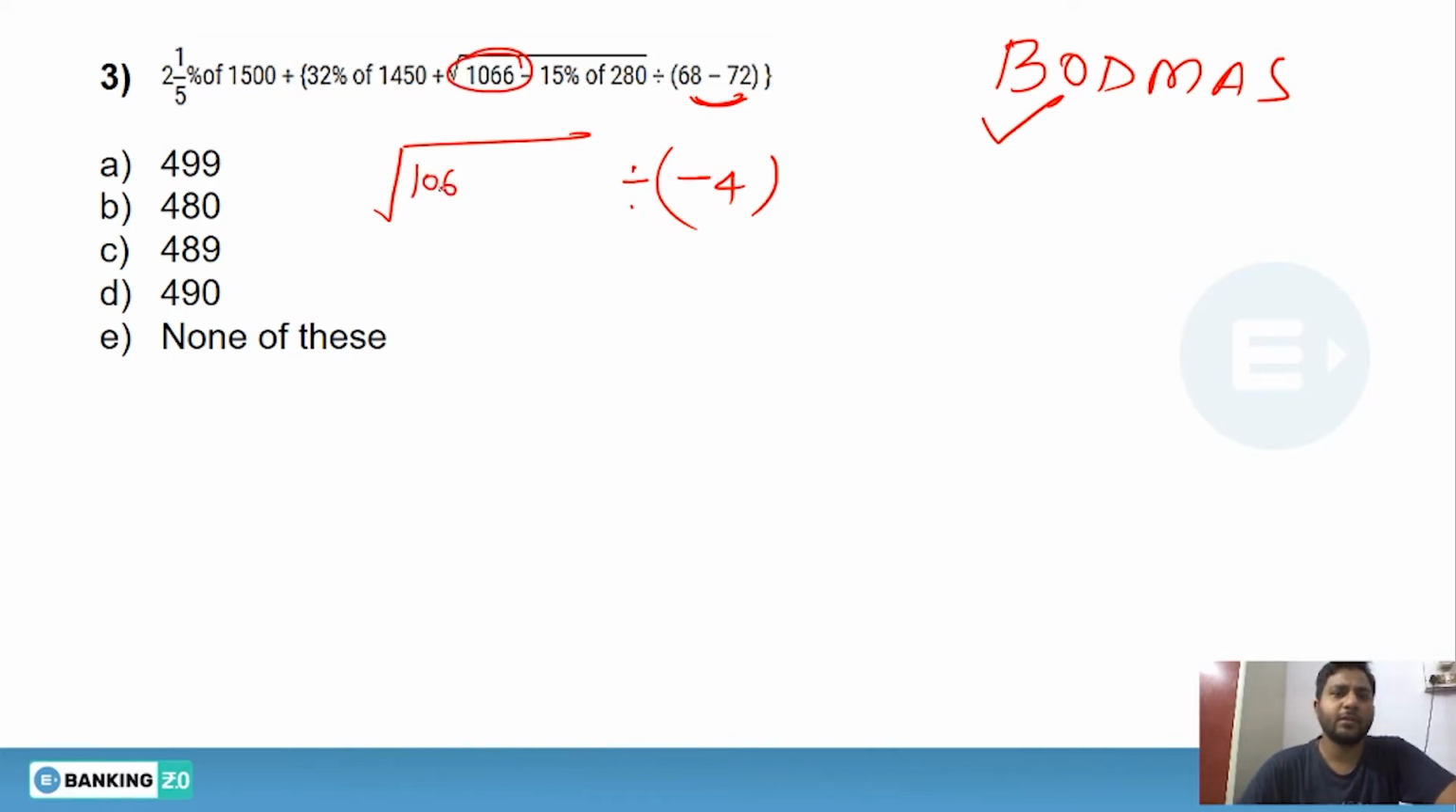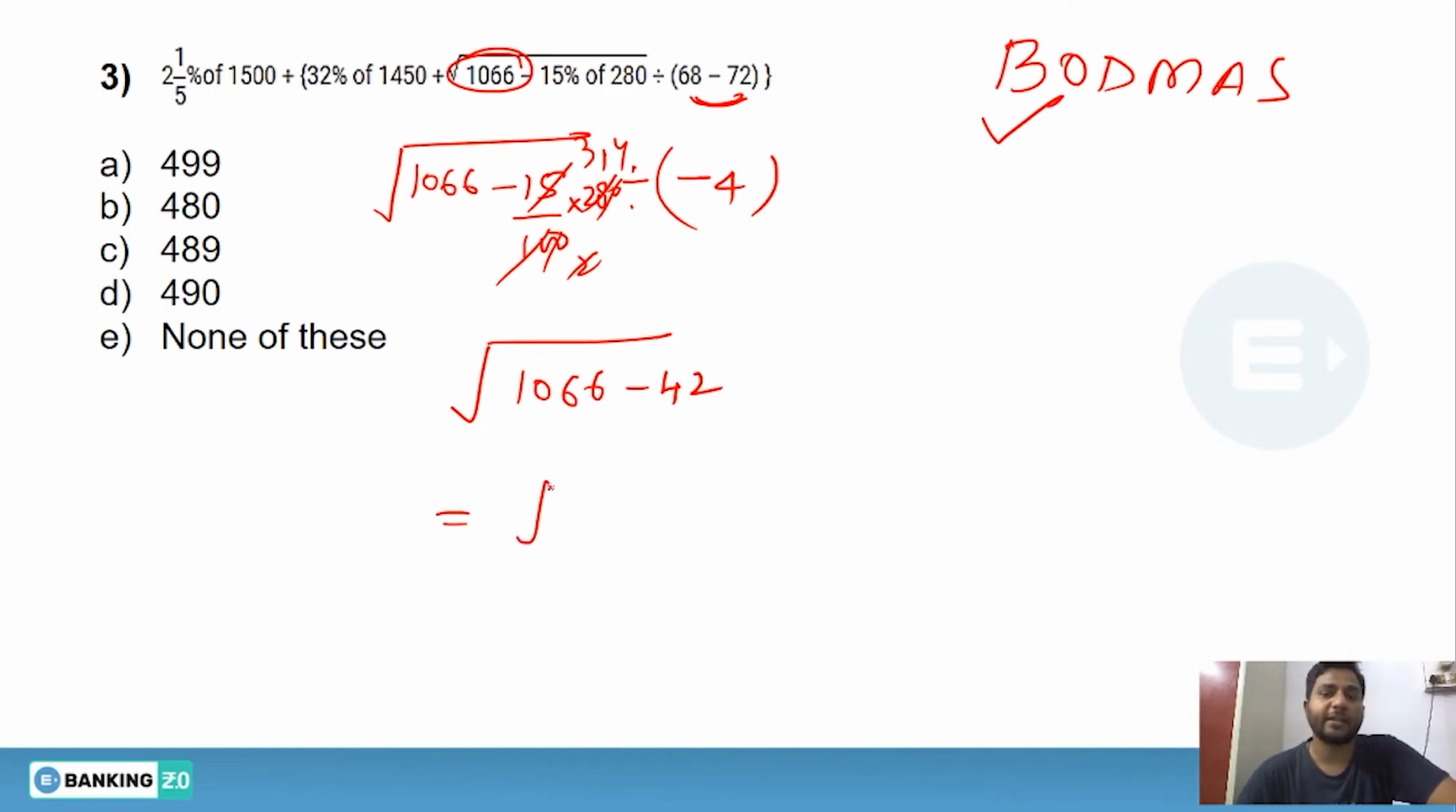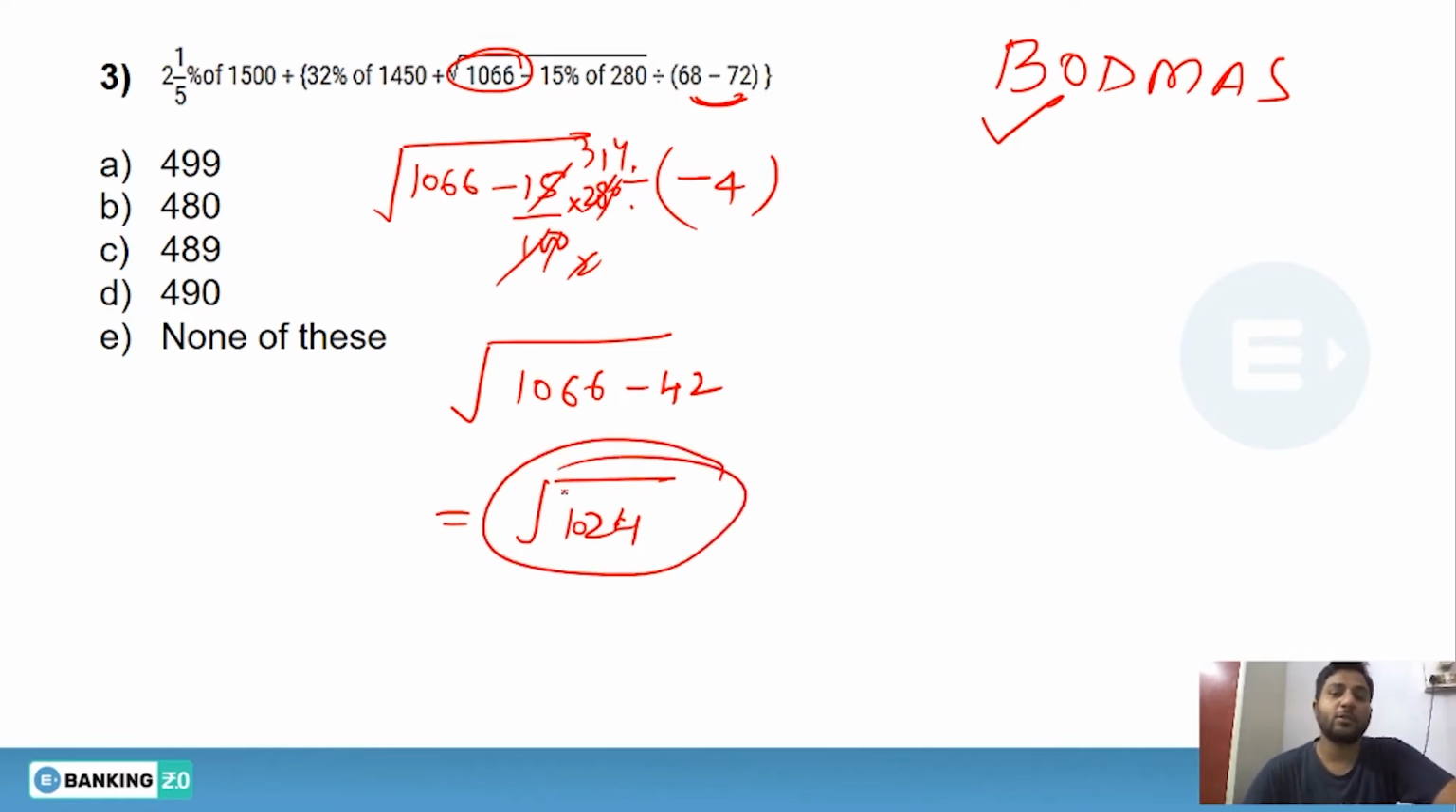You will keep remaining 1066 minus 15 by 100 into 280. And if you solve this, 14 2s are 28, 14 3s are 42. And if you subtract it, you will get to know that 1024 would be the result. Now, as you know that 1024 is nothing but a square of 32. That means 32 will come out of the square root, and we will solve the rest as well.